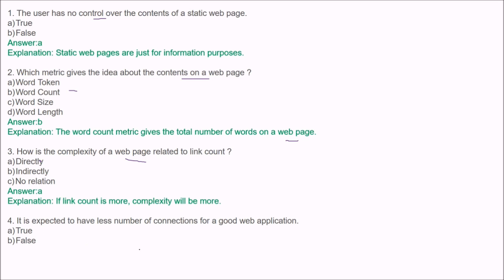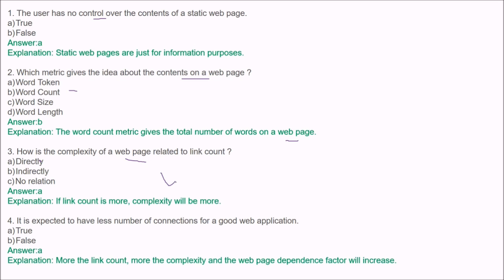Next is, it is expected to have fewer connections for a good web application. The answer is true, as we have just seen, because it will increase the complexity. So the more the link count, the more the complexity, and the web page dependence factor will increase.